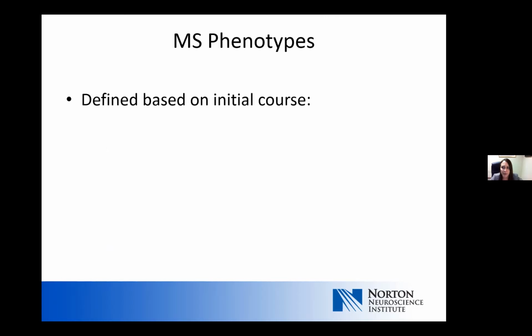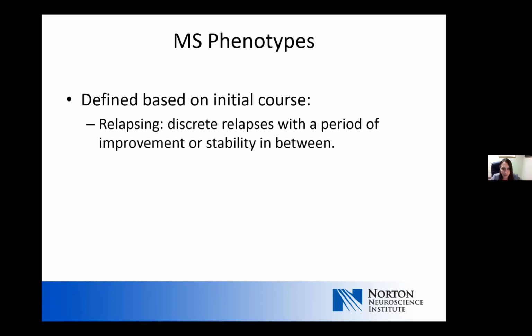Let's talk a little bit about different types of multiple sclerosis. So there are 2 main types of multiple sclerosis, relapsing MS and progressive MS. And this is really defined based on the initial course. So with relapsing MS, patients have some sort of neurological dysfunction that's usually one of those syndromes that lasts for more than 24 to 48 hours. And then typically they'll have some improvement or at least stability in between their relapses.